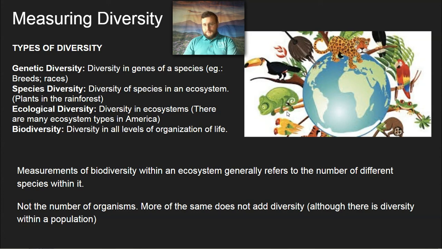Now, do note that measurements of diversity within an ecosystem generally refers to the number of different species within it. And that's what's going to help a lot with the questions. It's true that the distribution of species matters as well, but most of the test questions you're going to face on the content assessment are about counting the types of species there is. Do know that for practical purposes, it does matter that it's not just the number of species types, but how well they're distributed as well. But you're not going to see many questions about that in the test.